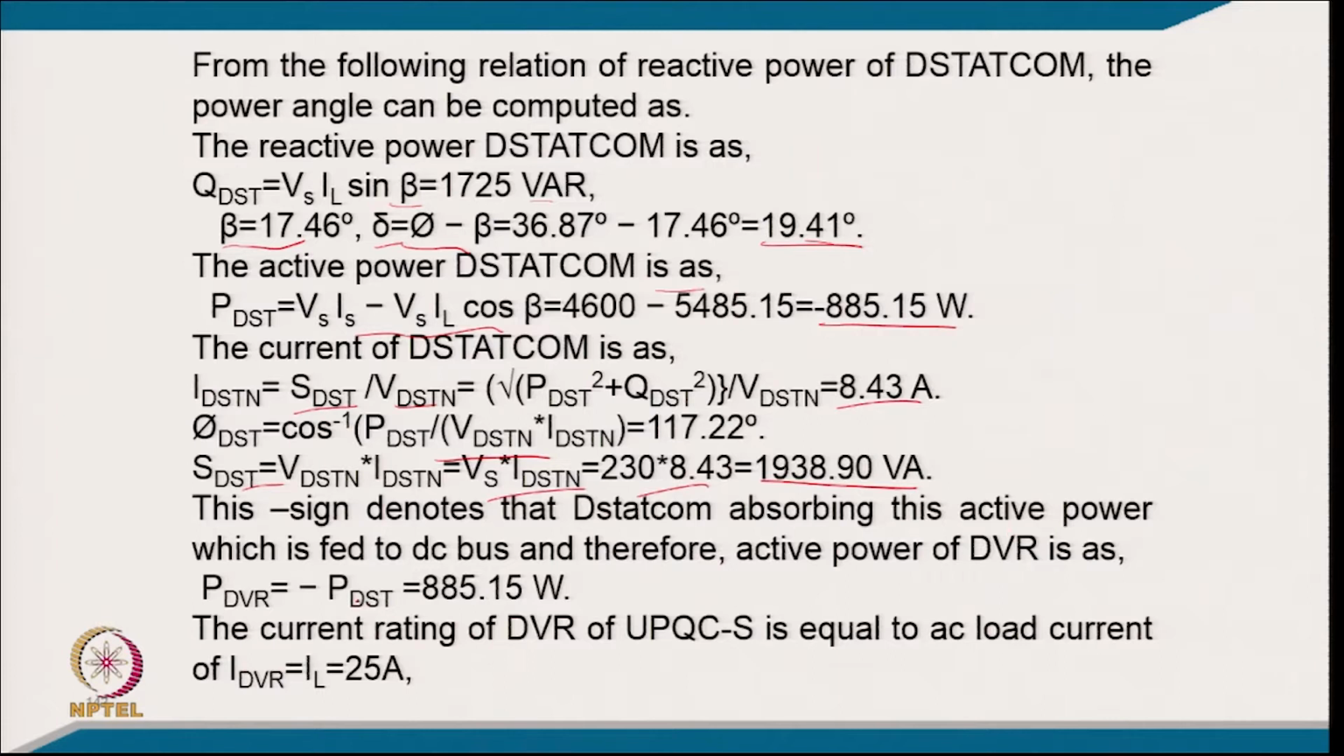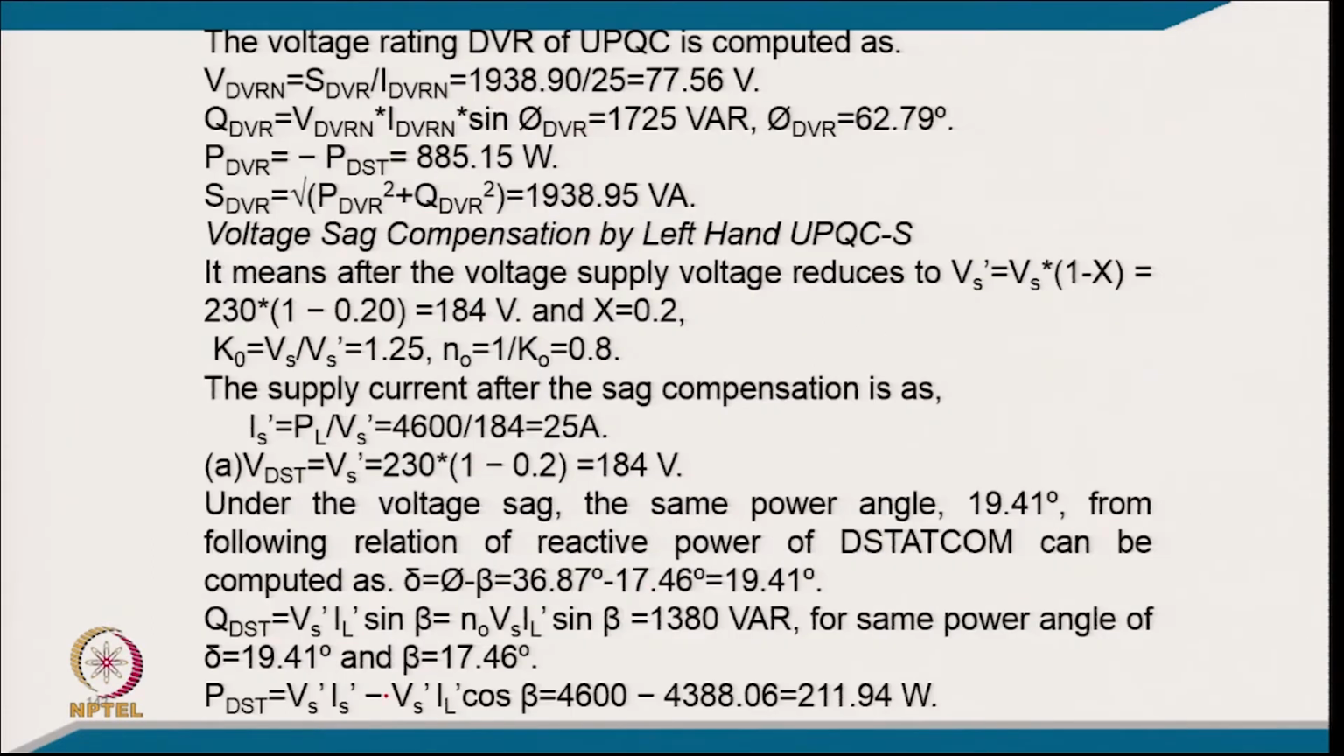Therefore, the active power of your DVR is PDVR equal to 885.15 watt, and the current rating of DVR of UPQC is equal to the AC load current of 25 ampere. The voltage rating of DVR of UPQC is computed as the V rating of DVR divided by current.